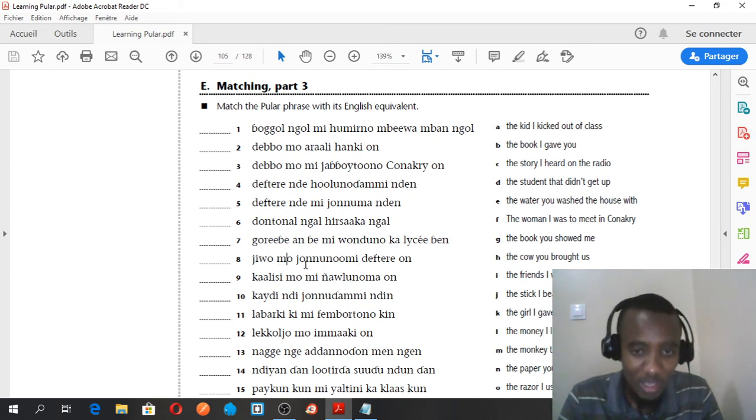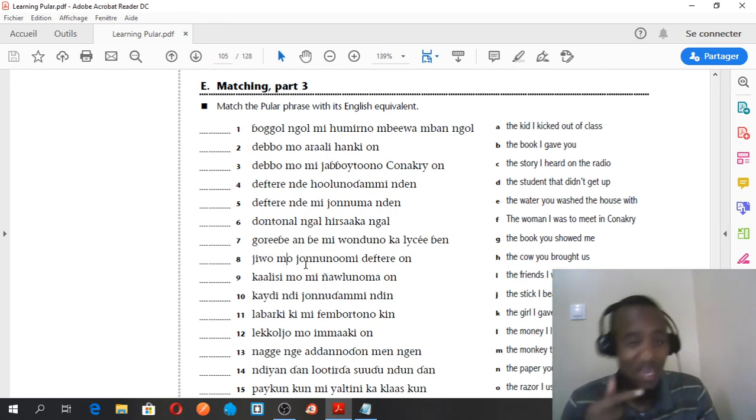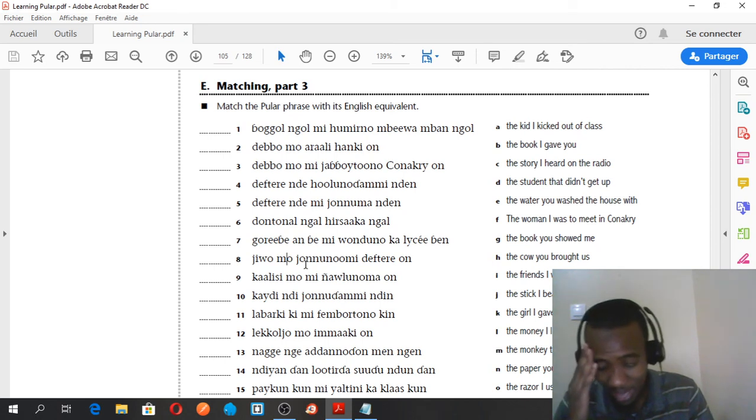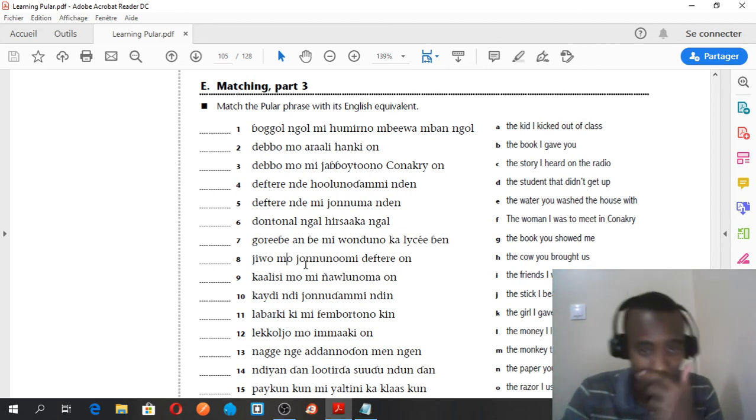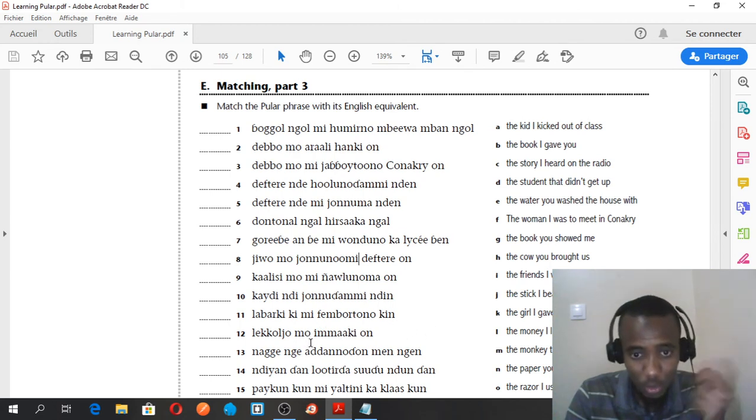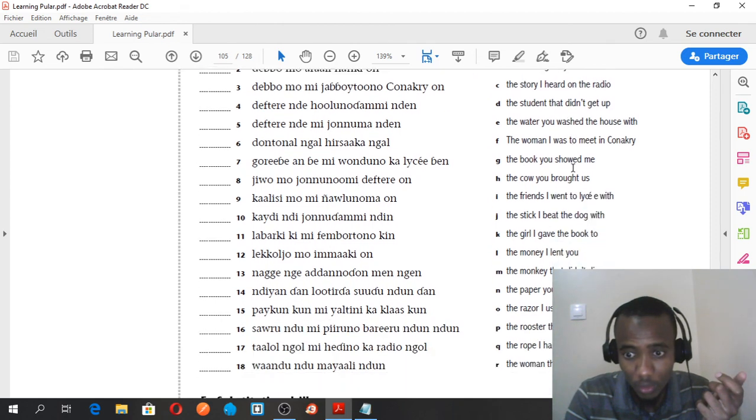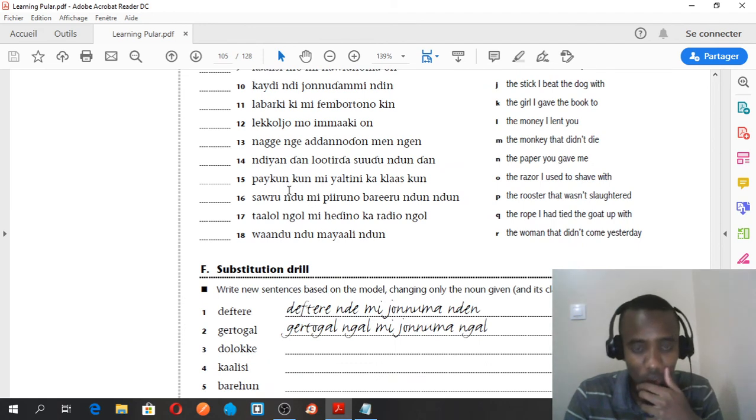Okay, here he means the girl to whom I gave the book. I was translating it in my head and saying that it was a mistake, that it was the girl who gave me the book. But it's the girl to whom I gave the book, okay? And it's perfect. Jiwo mo junnu no mi deftere on. Okay? Kalis mo mi nyawnu no ma on. Kaidindi junnu no da mi ding. Labar ki mi femborto no king. Lekoljo. Mo imma ki on nagenge addano don. Okay, where is the other one, the paper you gave me? The girl I gave the book to, exactly. Okay, for 8. All right, continue with this.